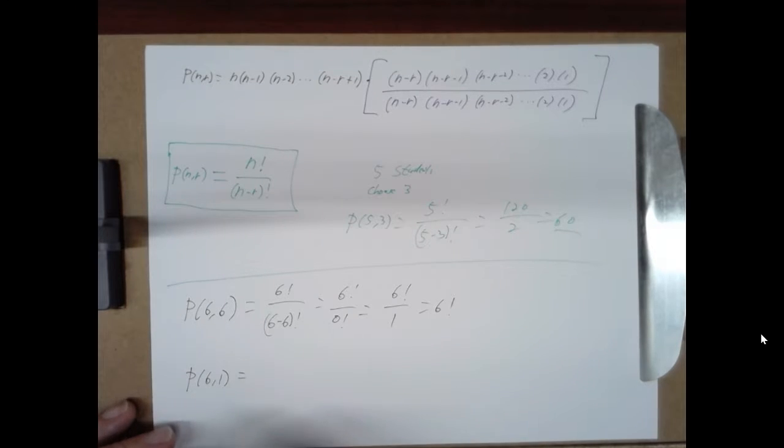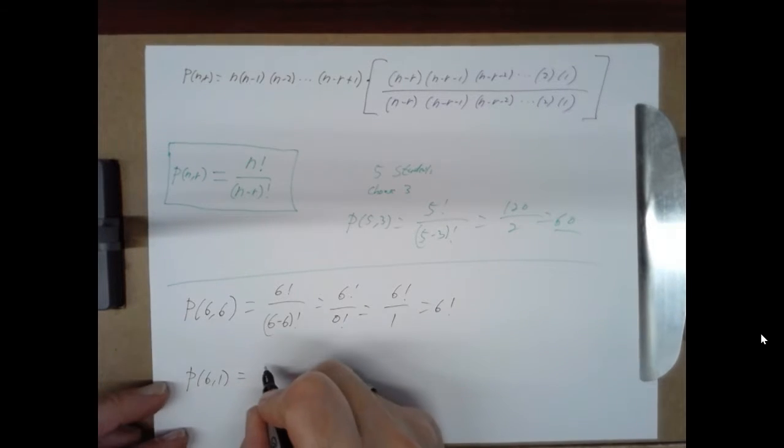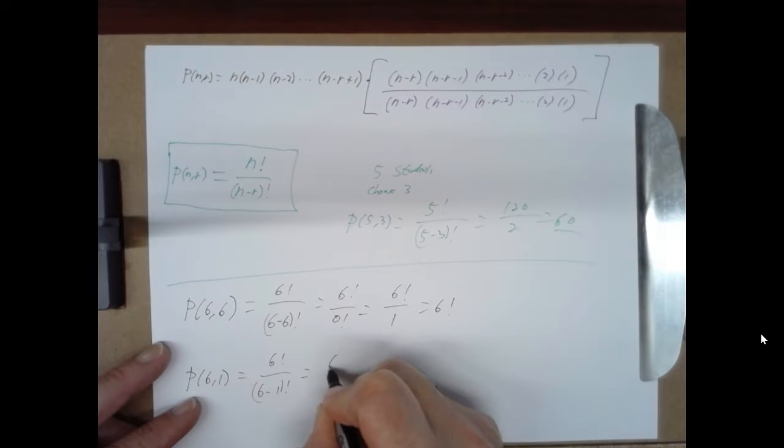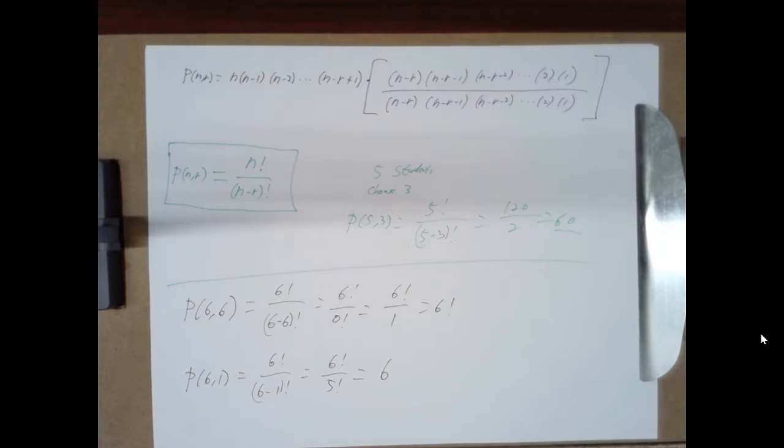What if we wanted to pick one person from a group of 6? How many ways could we do that? It's the number of 1 permutations of 6 objects, which better be 6. 6 factorial over 6 minus 1 factorial. That's 6 factorial over 5 factorial. That's just 6.